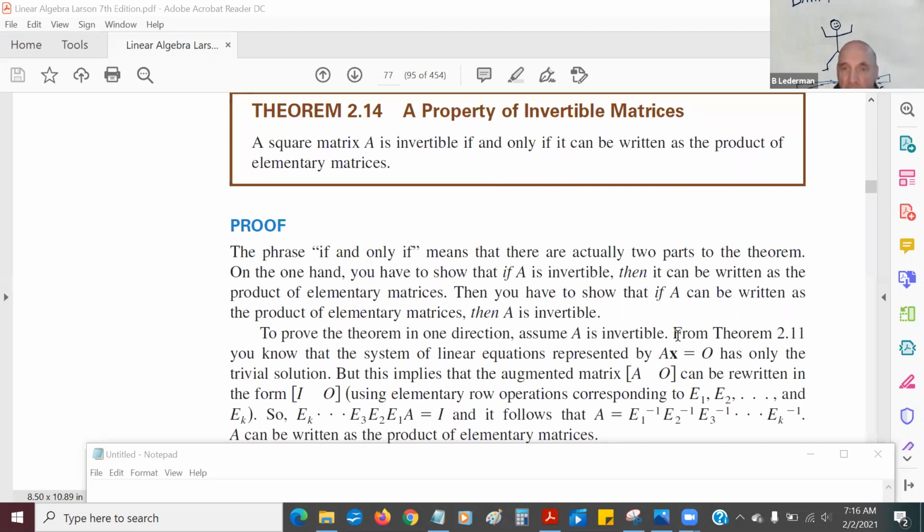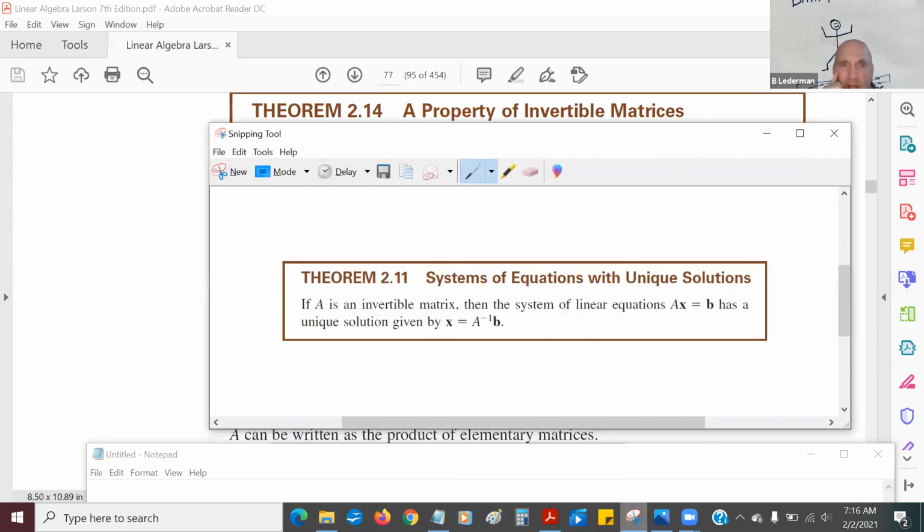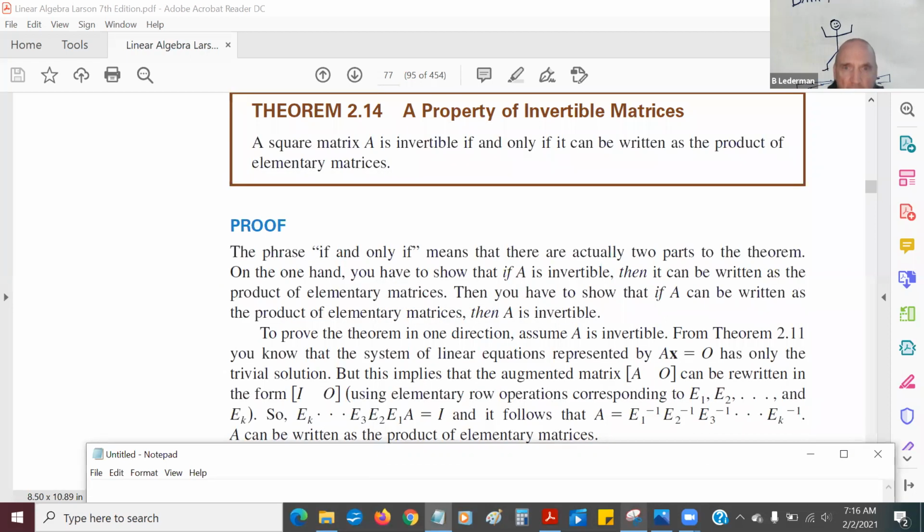And from theorem 2.11, now what is theorem 2.11? Funny you should ask. I have it right here. Theorem 2.11 says that if A is an invertible matrix, then the system of linear equations AX equals B has a unique solution given by X equals A inverse B. This is something we've already established and proved in section 2.3. So no matter what B is, there's going to be a unique solution. So let B equal the zero column matrix.